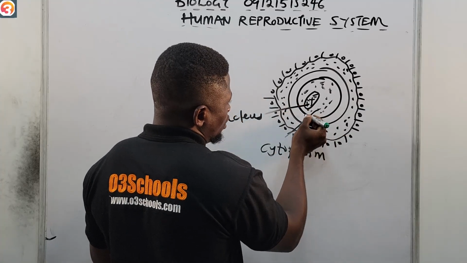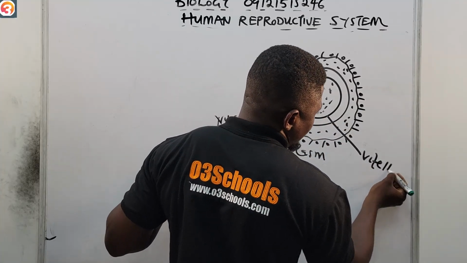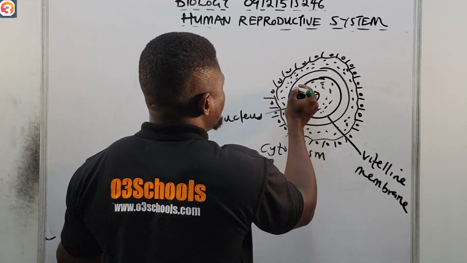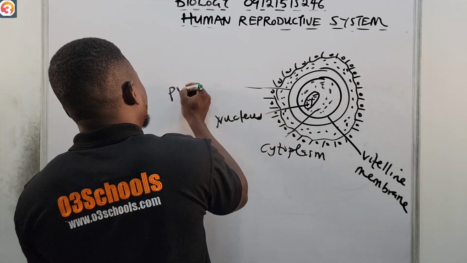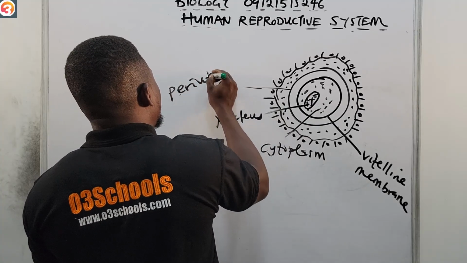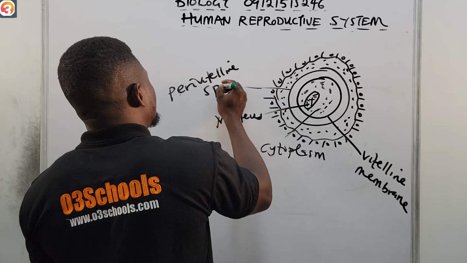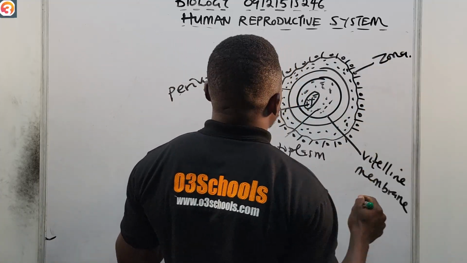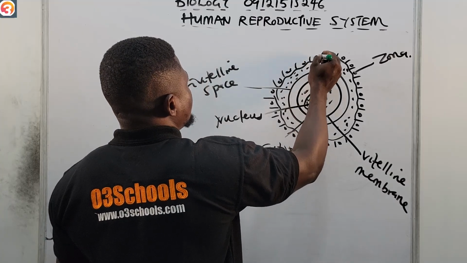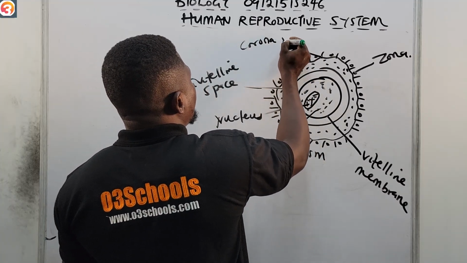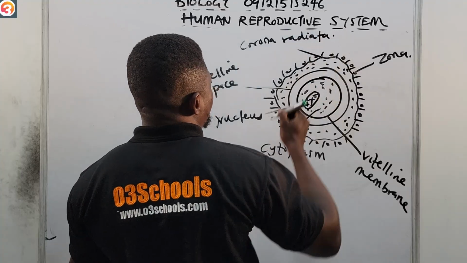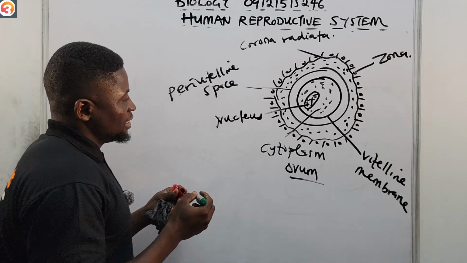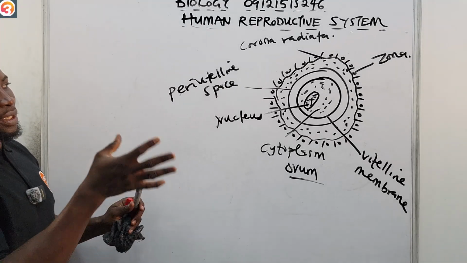So this inner wall is called the vitelline membrane, while this one is called the perivitelline space. Then we have this one we call the zona, and then this one we call the corona radiata. So this is what the ovum looks like. This is just a sketch of the ovum and its parts.